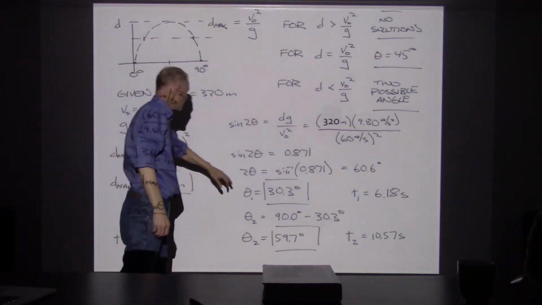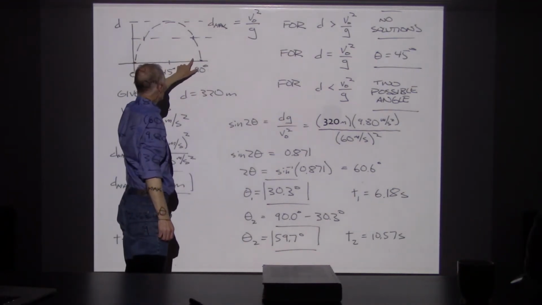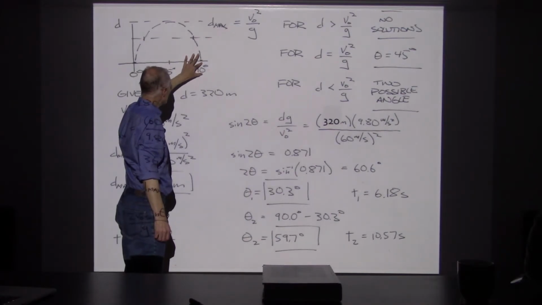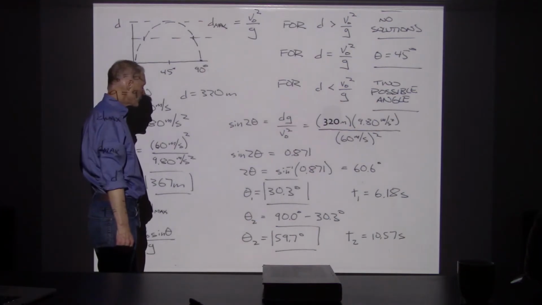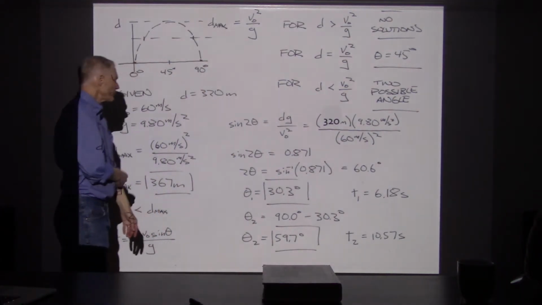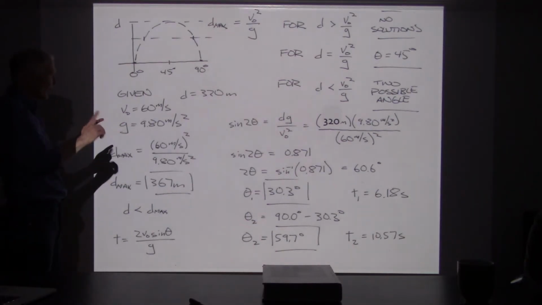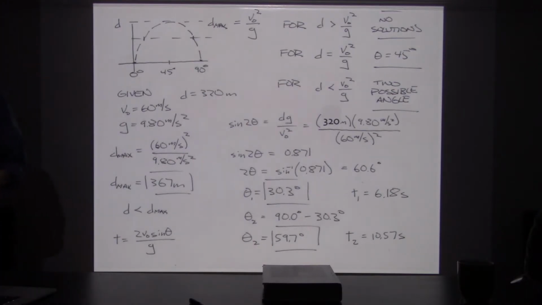30.3 degrees is theta 1. There should be a second solution over here by taking 90 and subtracting off 30.3 degrees. So the other angle we're predicting would work is 59.7. So for either of those angles, take your pick, if we launch this at 60 meters per second, we should end up with the projectile reaching its target. All right, questions on that?